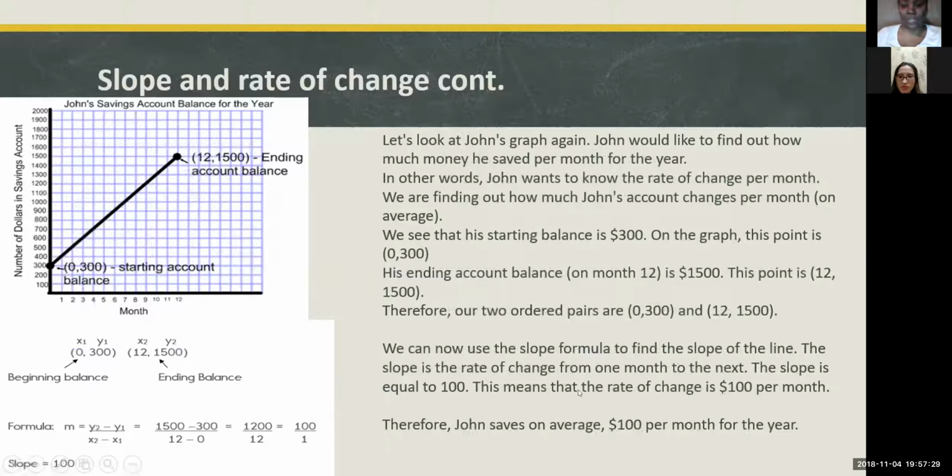The slope is the rate of change from one month to the next. The slope is equal to 100. This means that the rate of change is $100 per month. Therefore, John saves on average $100 per month for the year. And down here, it shows the problem: the beginning balance, the ending balance, the formula, and the slope.